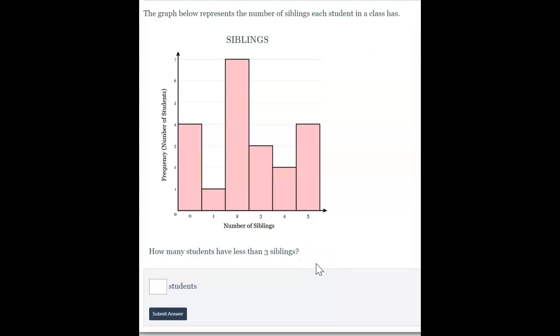This says the graph below represents the number of siblings each student in a class has. How many students have less than 3 siblings? Okay, this one's maybe a little bit trickier here. So less than 3 siblings, so it's 0, 1, and 2. So there are 7 students with 2 siblings. There is 1 student with 1 sibling, and there are 4 students with 0 siblings. So we're going to add those frequencies up. We're going to take 4 plus 1, which is 5, plus 7, which is 12. So there are 12 students with less than 3 siblings.